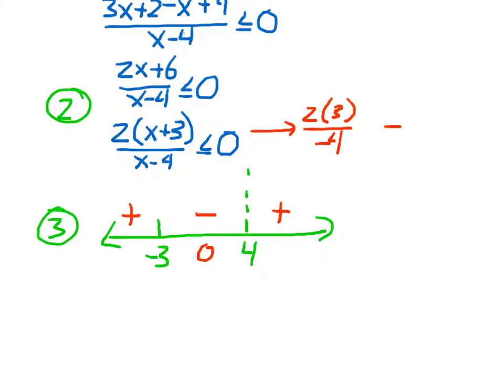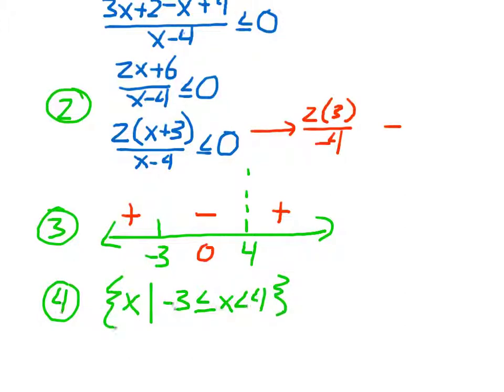Now, once I have the sign diagram, I need to go back to the original, or the factored expression. The left-hand side must be less than or equal to 0. So I'm looking on the sign diagram for all the negative intervals, and there's only one. And from that, I can write the solution to this inequality. And that is x such that negative 3 is less than or equal to x is less than 4.